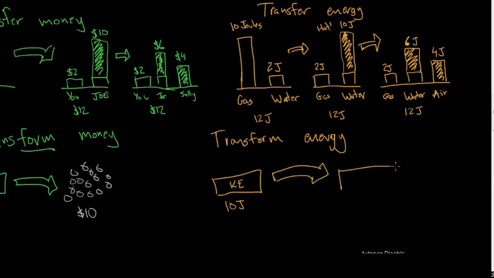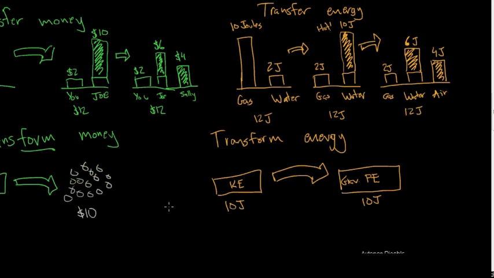into, let's say, gravitational potential energy. That's the energy that's related to height. We know that if we transform it, we should get 10 joules of kinetic energy turned into 10 joules of potential energy. Because once again, the total amount before and after has to stay the same, because all that energy has to go somewhere, all that energy has to come from somewhere. Same as with the money.